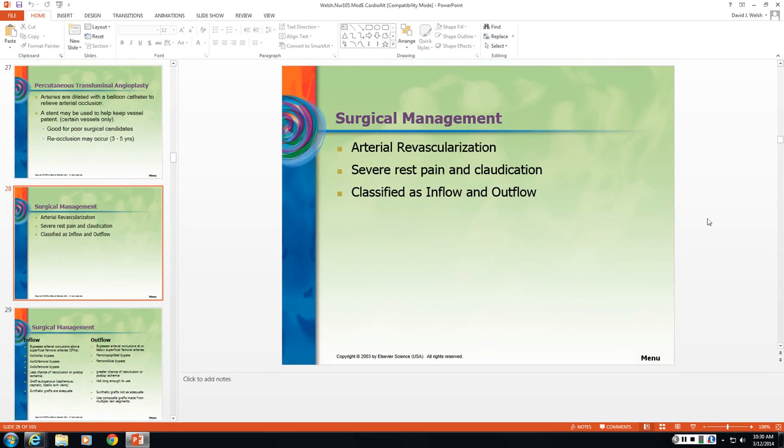So some other surgical management: arterial revascularization. Severe rest pain and claudication usually require surgical management. There are 2 different types, classified as inflow and outflow. So let's look at those.